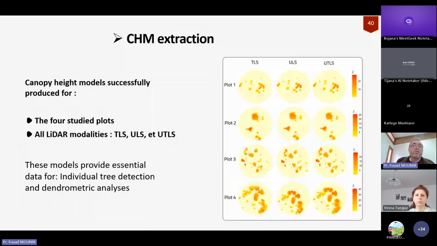We used the canopy height model to extract the trees in our plots, from plot 1 to 4, using all the modalities: TLS using just TLS data, ULS using just ULS data, and ULS plus TLS combining all the data. And we saw here that the results are really accurate and very comparable.